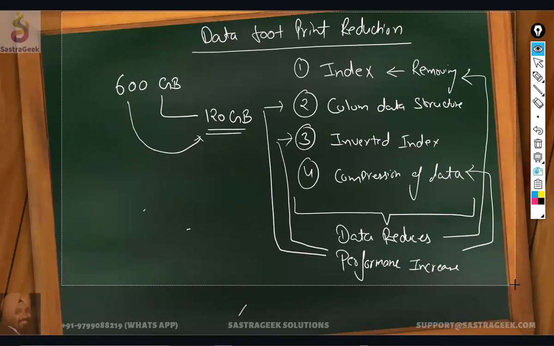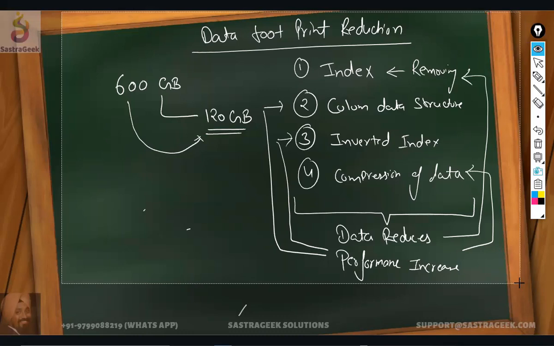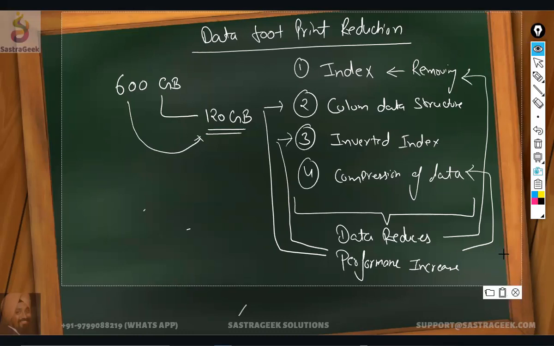This is not a sequence. 1, 2, 3, 4 is not a sequence. It's actually the bullet points. Index, column, inverted, compression of data is not exactly a sequence. Many things happen parallelly in your HANA database when the data gets stored. It's just bullet points, which I have mentioned. The data compression generally happens at the later stage.